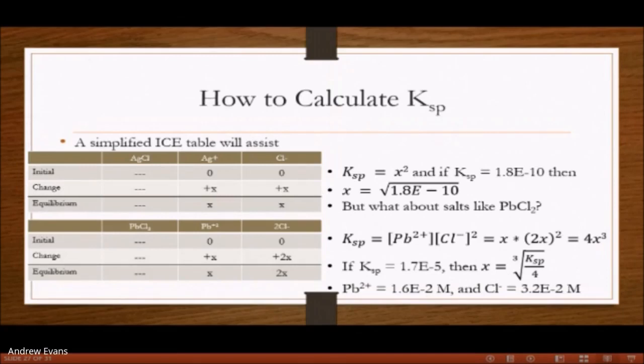Though keep in mind one simple thing. X is the concentration of lead. It's not the concentration of chloride. Chloride is double that amount, because looking back at our ICE table, lead is x, chloride is 2x. So if I ask you what is the concentration of chloride, you'd have to double that. If I ask you for the concentration of lead, it's just x.